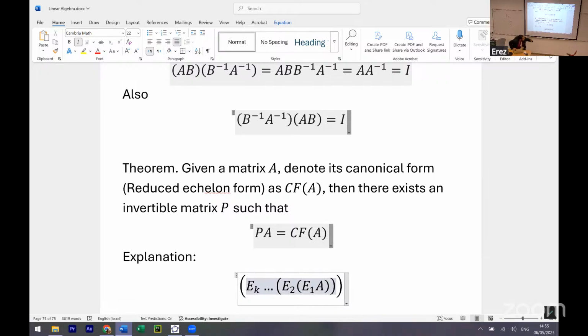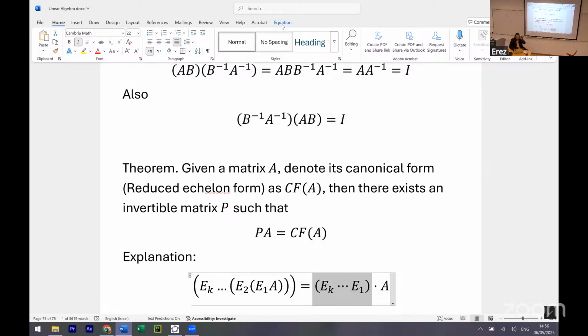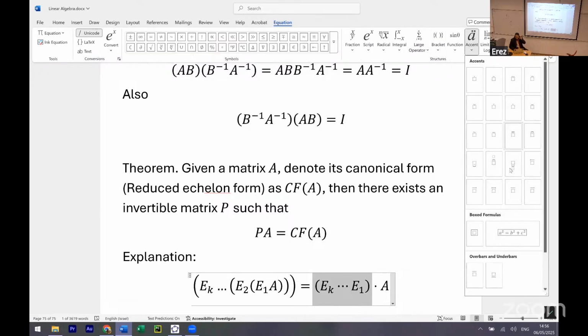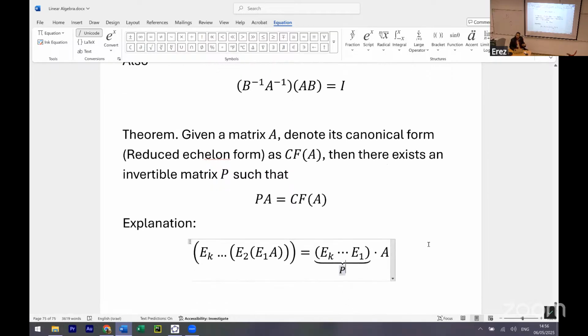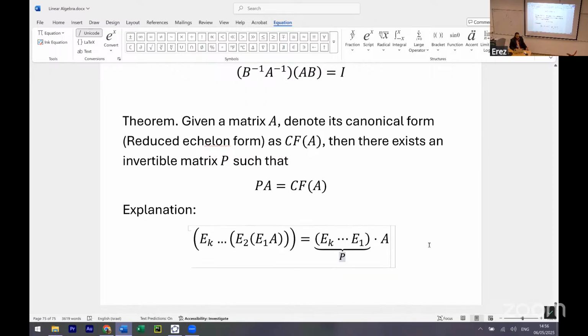The first operation I apply to A is equivalent to multiplication by the E1 matrix, and then I multiply by the E2 matrix, and finally I multiply by the Ek matrix. By the associative rule, I can say that it is Ek times ... times E1, and that times A. And like Sammy said, the product of all the operations is the matrix I called P, which is invertible as a product of invertible matrices. Okay, agreed so far?